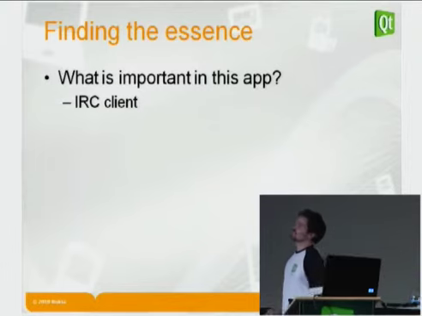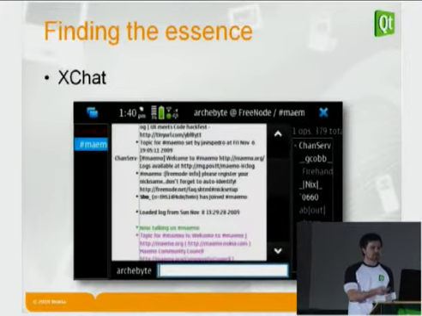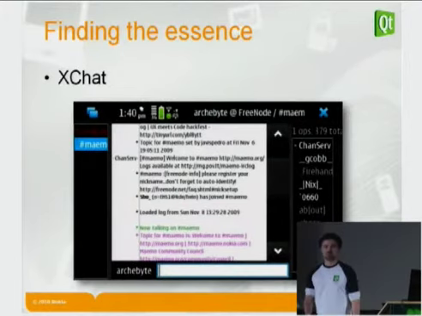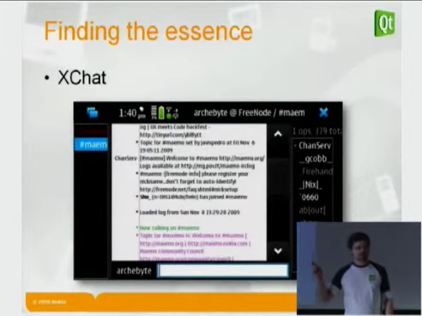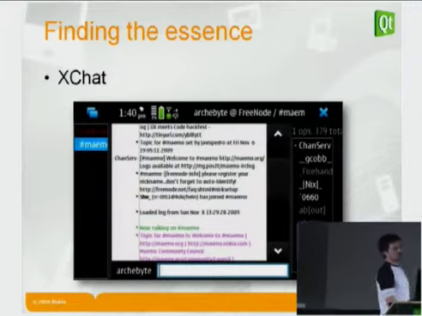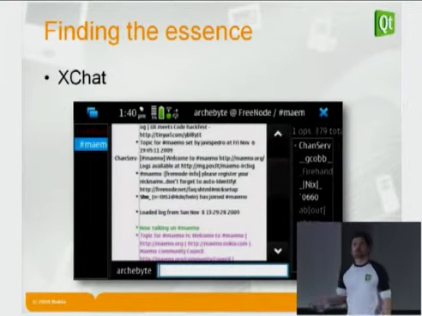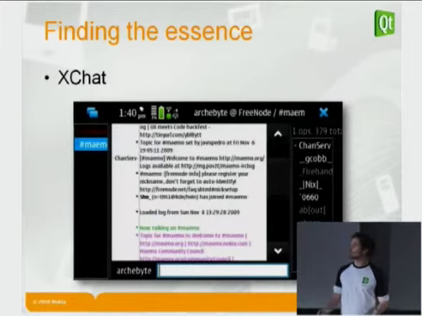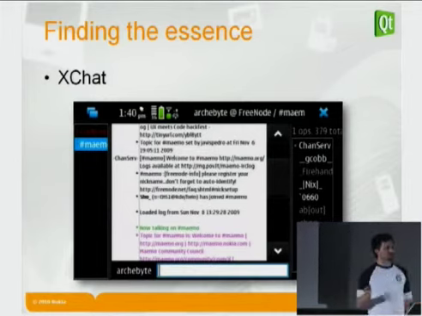So basically, what's important in this app for an IRC client? First, I'm going to show what's not a good way to do a mobile app. And I feel a bit bad about this because I use XChat. XChat is a great IRC client for the desktop. But what we're seeing here is the initial version of XChat as it looked when it was first launched on the Maemo N900 phone. And I have used this myself because at some point it was the only app available.